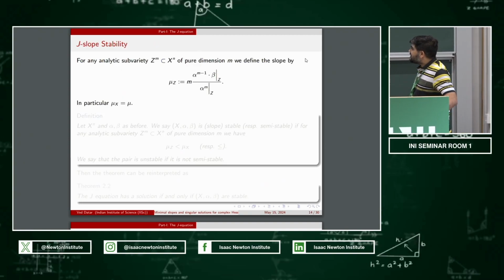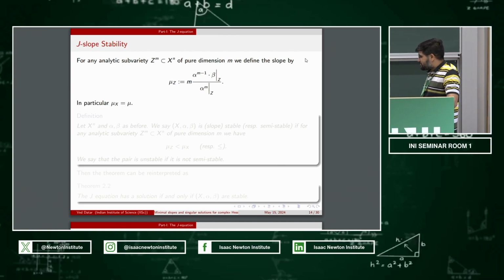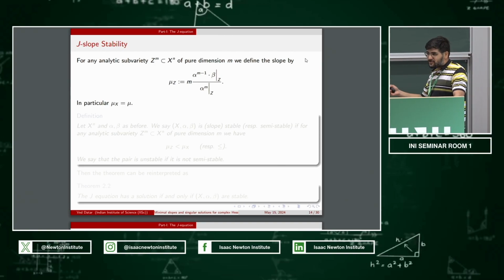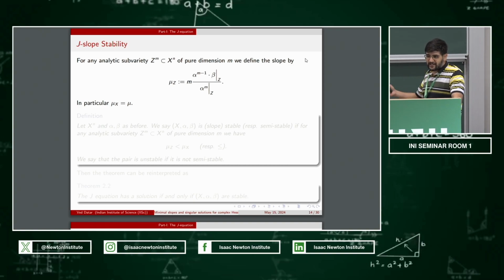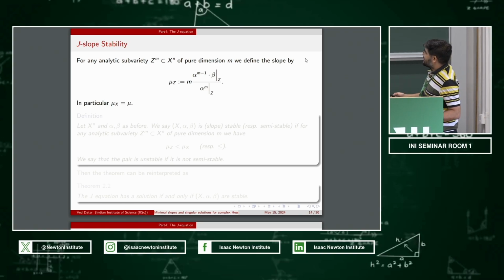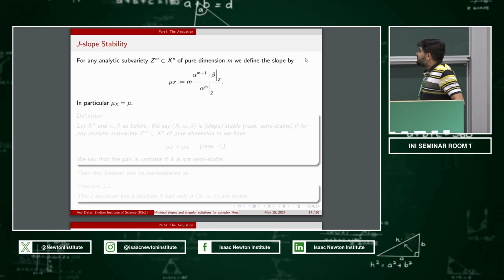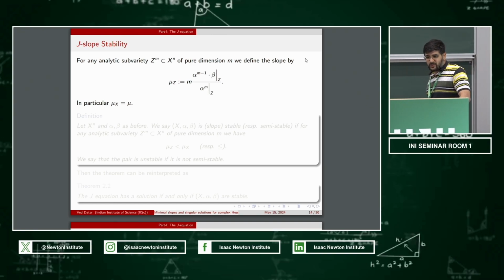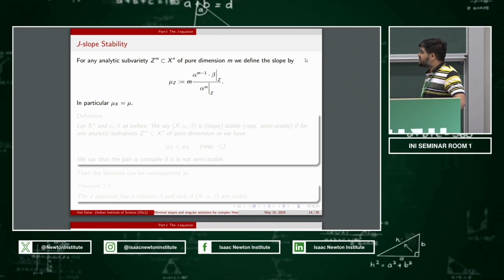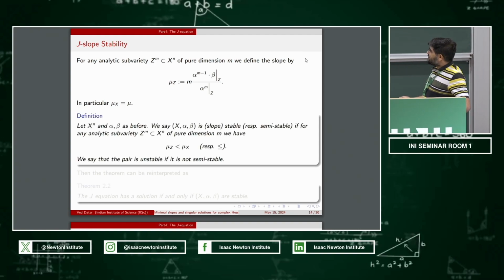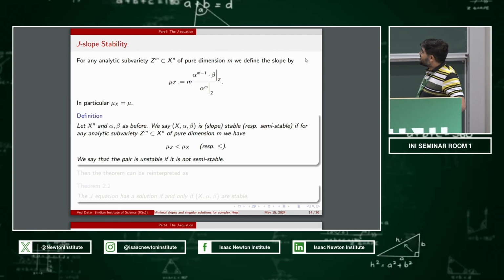Okay, so now I want to reformulate this slightly in terms of something that looks like the usual stability implies existence kind of criteria. So for any analytic subvariety Z, I want to define this slope mu_Z, which is simply the dimension times this quotient, right? So in particular, if you take Z to be X, then you get back your original constant mu. And then we say that this triple is slope stable.